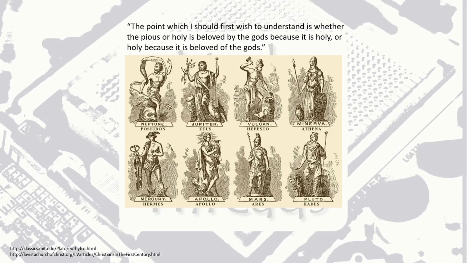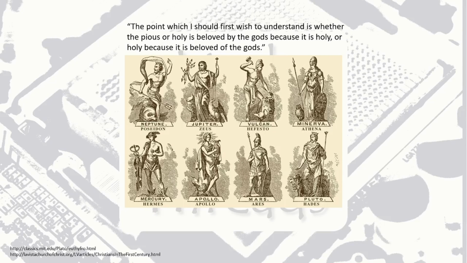It says, the point which I should first wish to understand is whether the pious or holy is beloved by the gods because it is holy, or holy because it is beloved by the gods. But what kind of question is that? It's not the kind of question that asks, is this particular thing pious or that particular thing pious, right? Those are simply examples of pious things. What Socrates is after is, what is it that makes something pious or impious? He wants to know the nature of piety, not just examples of piety.